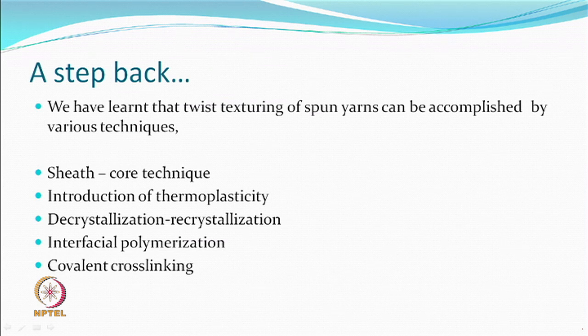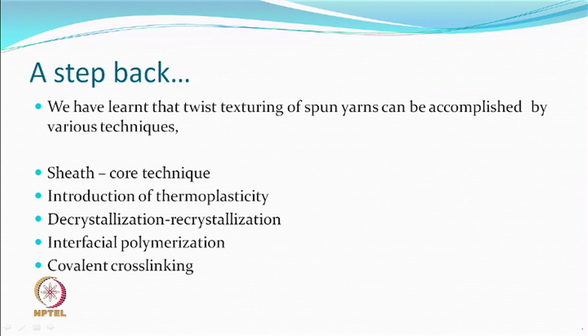So, we continue from where we left off on the texturing of spun yarns. To recall, we learned that the twist texturing of spun yarns can be done by some of the following techniques. Sheath core, which means that in the core you have an elastomeric yarn and the sheath is any other yarn which is spun onto that.